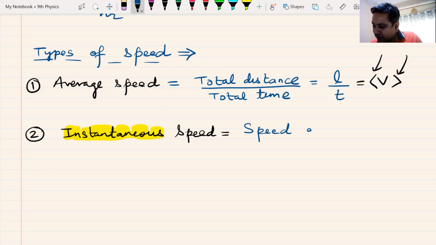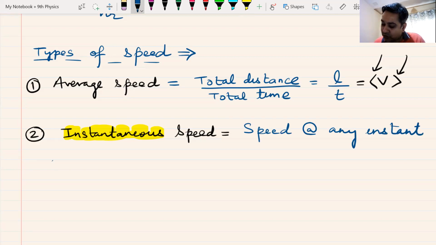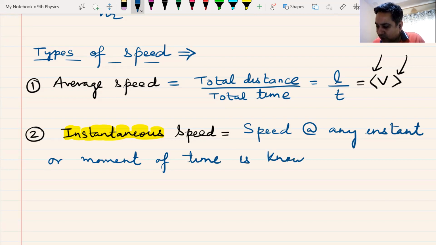Speed at any instant or moment of time is known as instantaneous speed. Now, how do you find this instantaneous speed, Vedansh?